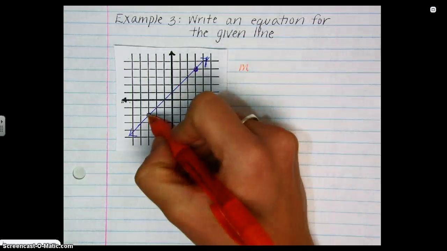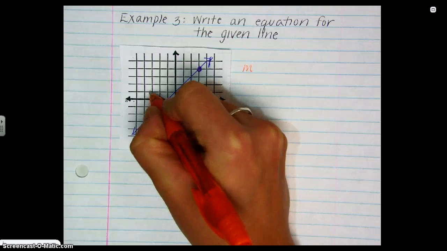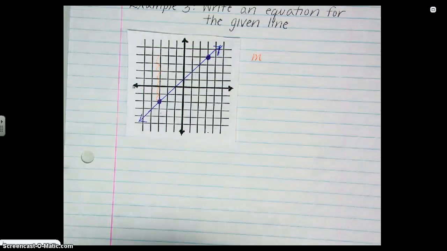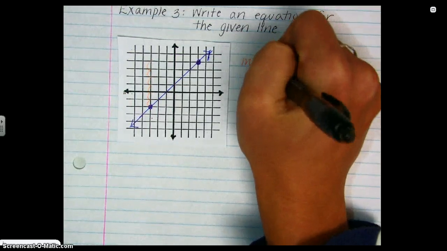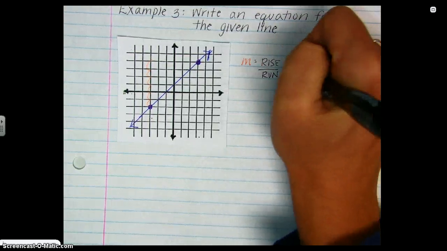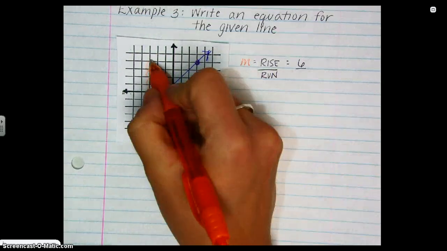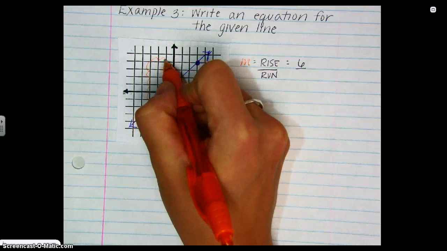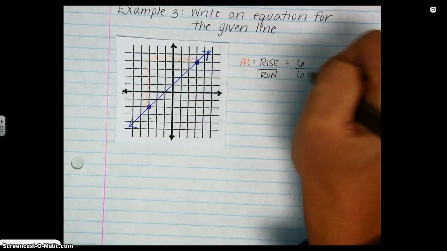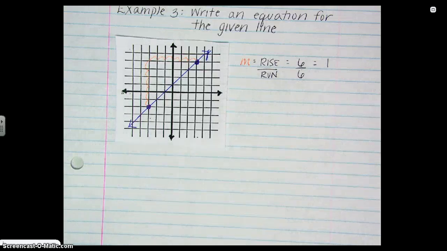Okay. So from this point to this point, I'd have to rise 1, 2, 3, 4, 5, 6 places. So again, rise over run. My rise, as I just determined, is +6 over my run. So I'd have to go 1, 2, 3, 4, 5, 6. So my run is 6, and I can simplify 6 over 6 to 1. So I have my slope, and then I just need my y-intercept.